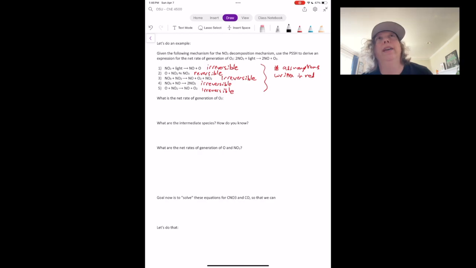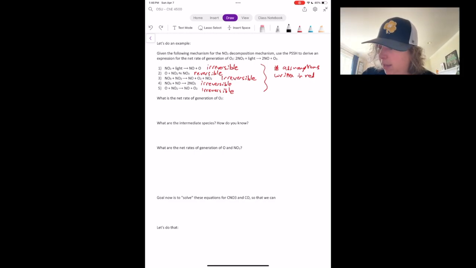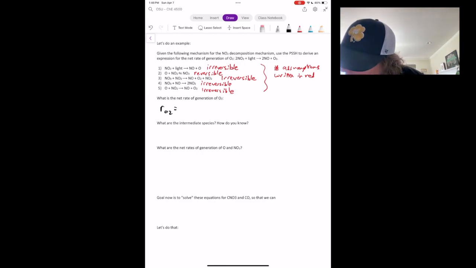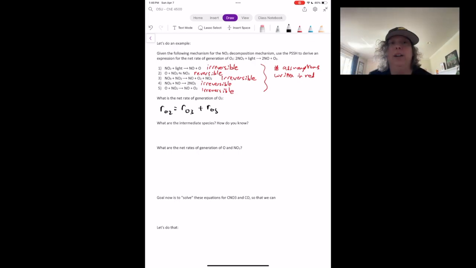I want to write a statement for the rate of generation of O2. So that's what we're asked to do. The net rate of generation of O2 is going to depend on what reactions O2 is involved in. So we're going to say R_O2, and that is going to be R3 plus R5. So molecular oxygen is produced in reactions 3 and 5, and those are the only reactions that it's involved in.